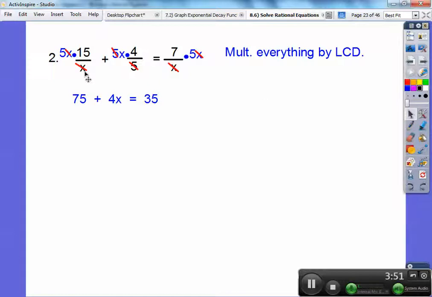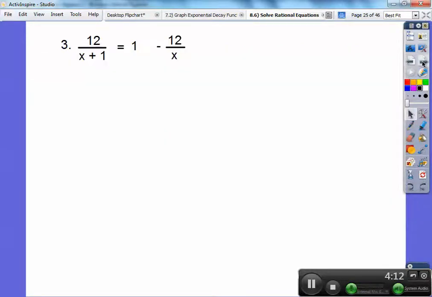See, the x's cancel. I'm left with 5 times 15 is 75. Here the 5's cancel. I'm left with x times 4, which is 4x. And here the x's cancel. 7 times 5 is 35. All right, so then solve and you get x equals negative 10. Okay, piece of cake, you guys. I mean, look how easy it made it from here. It went down to here, and it's way easy by getting rid of the denominators. All right, let's try this one.